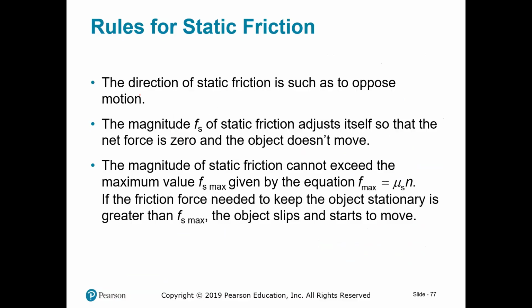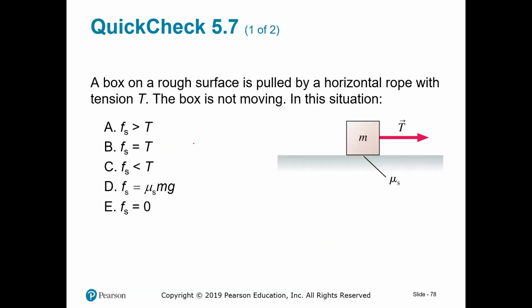And then the direction of static friction is, of course, opposite to motion, right? The magnitude of the static friction adjusts itself so that the net force is zero, right? So it's not a fixed value, right?